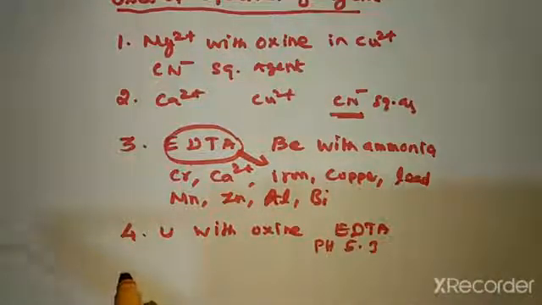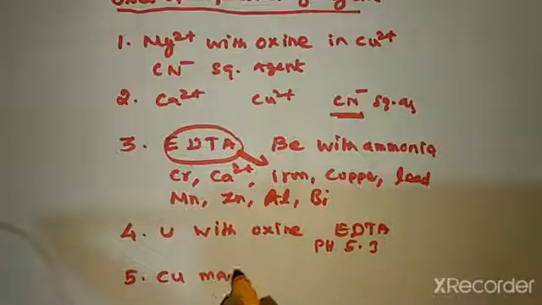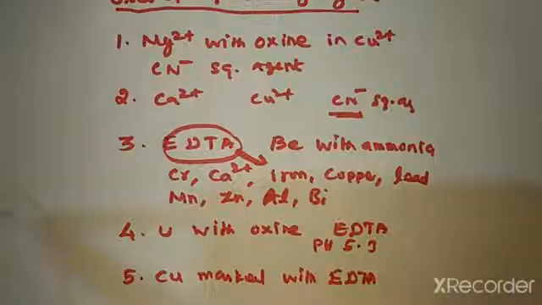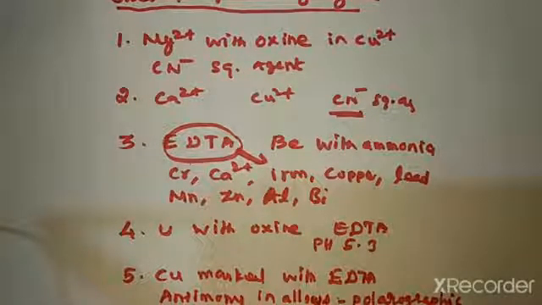And the fifth one, the next use of sequestering agent: copper is masked with EDTA in the polarographic determination of antimony in alloys. If we want to determine antimony in alloys using polarographic determination, here the presence of copper is masked with EDTA solution.